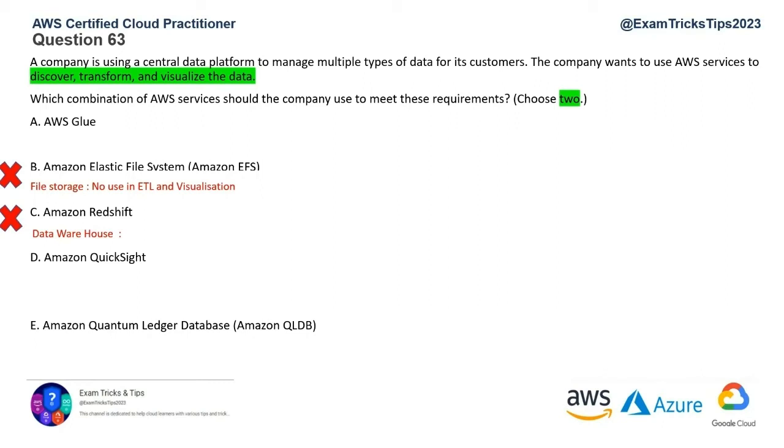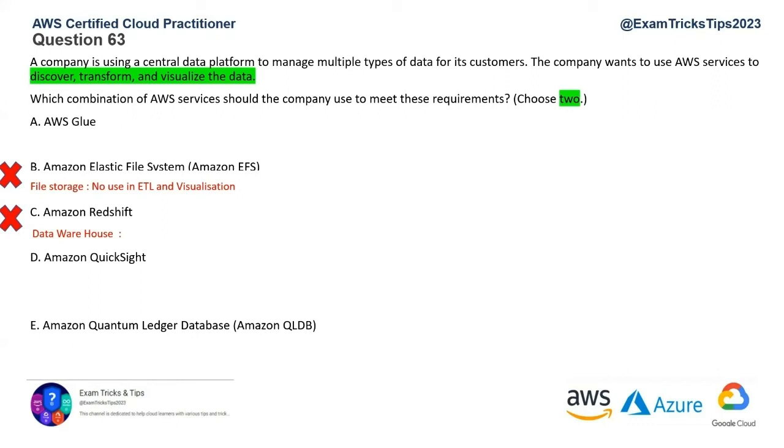We are left now with AWS Glue, Amazon QuickSight, and Amazon Quantum Ledger Database. Now this option E, Amazon Quantum Ledger Database, is not used for discovery or ETL jobs or even for visualization. Amazon QLDB is not an ETL or a visualization solution. It maintains an immutable and cryptographically verifiable log of data changes. So it's not a solution for ETL as well as visualization.